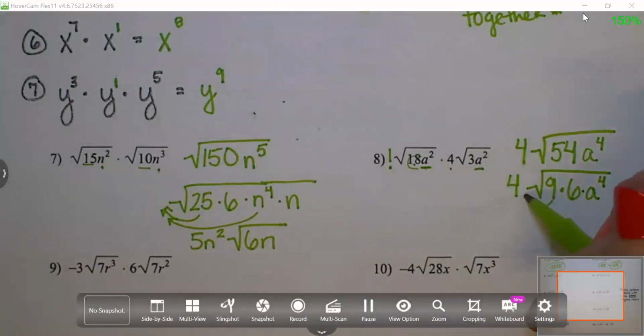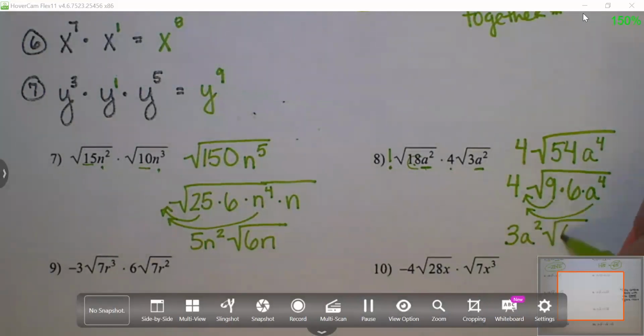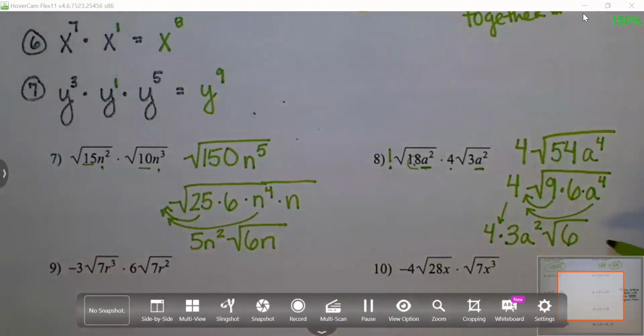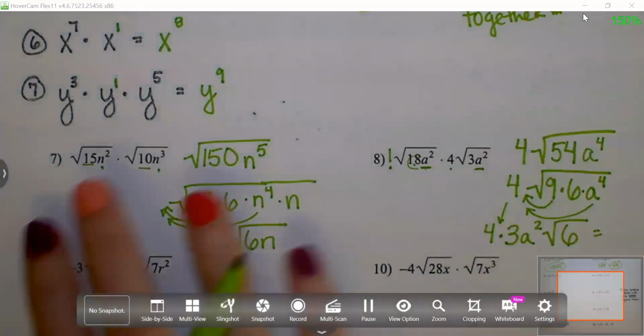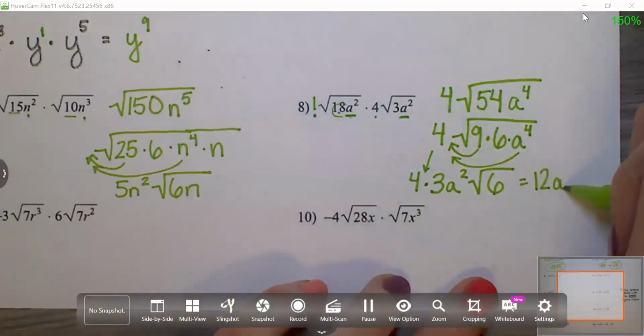I'm going to take that 9 out of my square root, and a to the fourth comes out of my square root. When that 9 comes out of my square root, the square root of 9 is 3. The square root of a to the fourth is a to the second. I have this 6 left underneath, and this 4 gets brought down and multiplied at the front. So really my final answer is going to be 12 a to the second root 6.